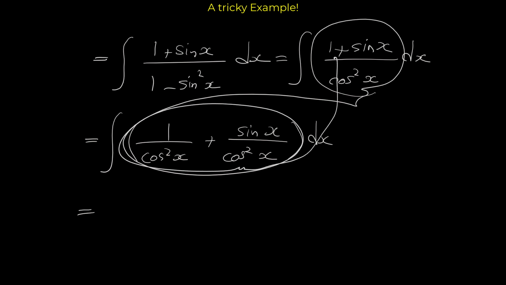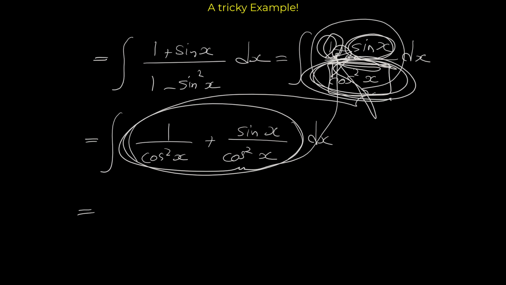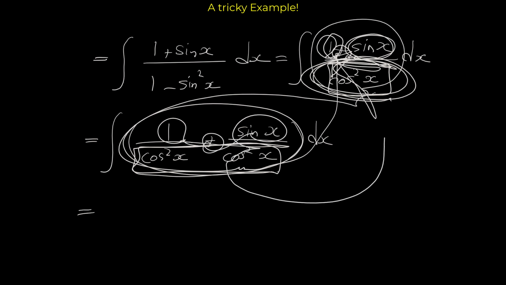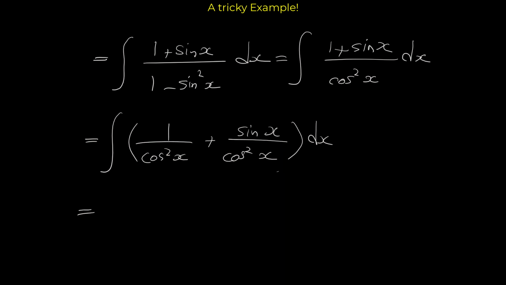Nothing, very simple. 1 over cosine to the 2 plus sine over cosine to the 2. I just separated numerator over denominator. If you do a common denominator here, which denominator are the same, if you add the numerator, it's again same thing here. Now focus on this. 1 over cosine to the 2 is basically secant to the 2. Again, another trig identity.